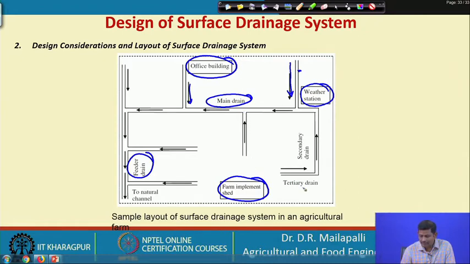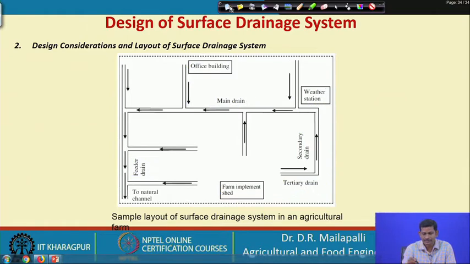of course, the feeder drains are the same, and this is also a feeder drain. And here sometimes the secondary drain and the tertiary drain come in. So, the tertiary drain drains to the secondary drain, and the secondary drain drains to the main drain. Okay. So, these are all feeder drains. This way we need to chalk out the drainage system plan without crossing the office building and farm implements or weather stations. Okay.